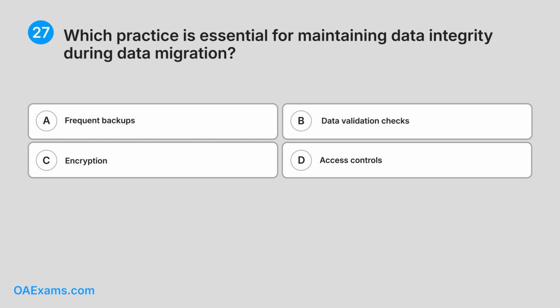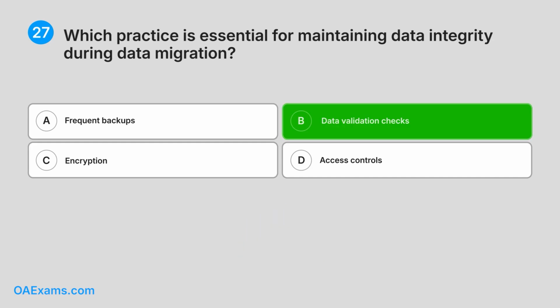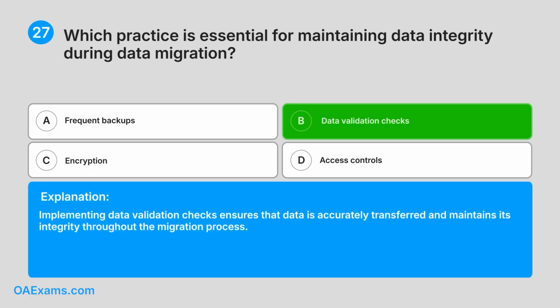Correct answer. B. Data validation checks. Explanation. Implementing data validation checks ensures that data is accurately transferred and maintains its integrity throughout the migration process.